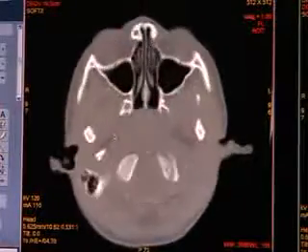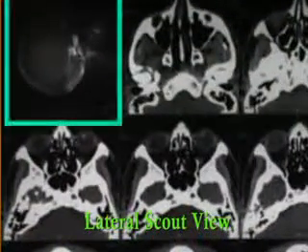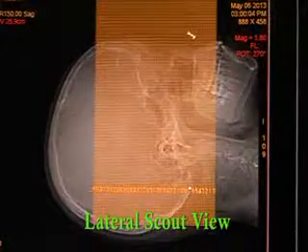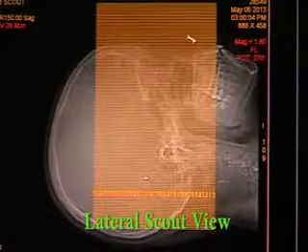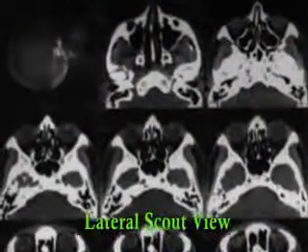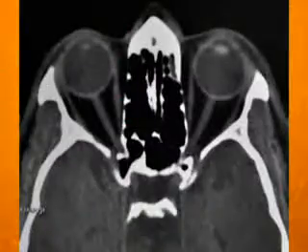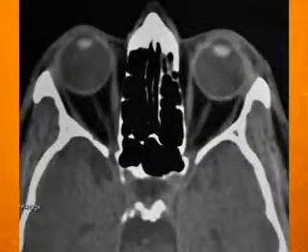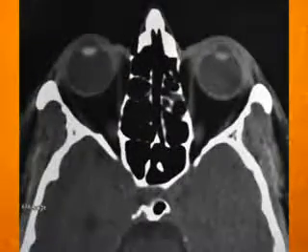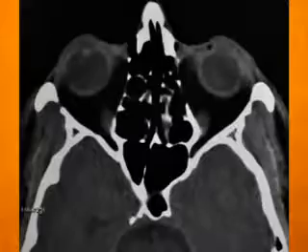To orient yourself to the axial scans, begin with the lateral scout view that shows the exact location of the planes chosen for axial slices. It is usually displayed as the first image on the plate, preceding the serial axial images. Axial images are serially arranged starting from lower axial scans and moving upwards within the orbit.